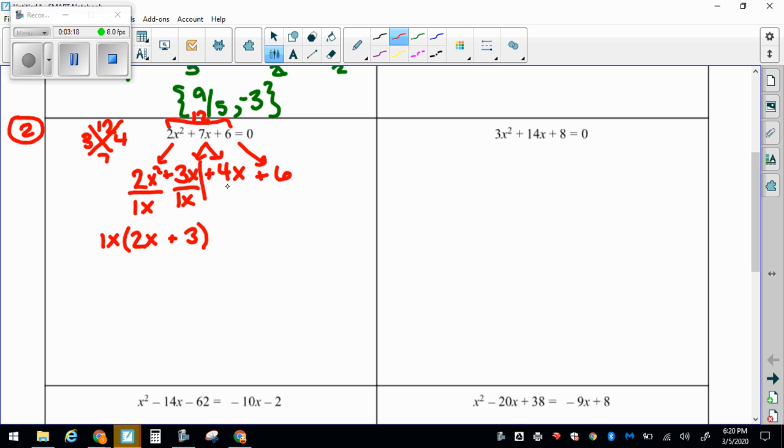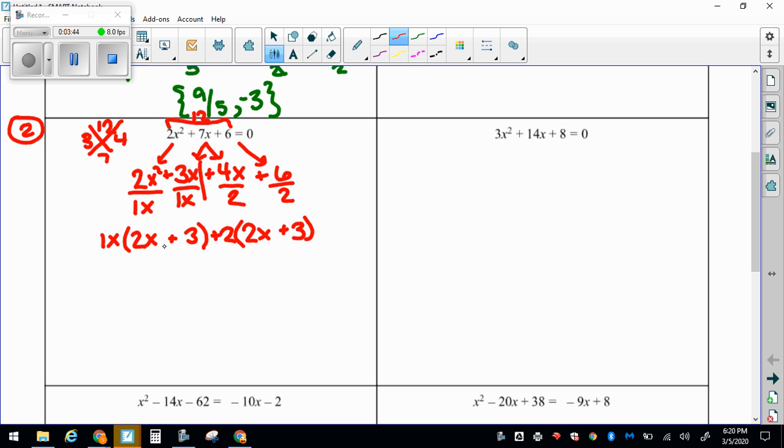I'm going to do the same thing over here. These guys are both divisible by 2. And it's going to be a positive 2 because the sign in the middle is positive. If it was negative, it would be a negative 2. They do not both have an x, so no x. When I do my division, 4x divided by 2 gives me 2x. Positive 6 divided by 2 gives me positive 3, with a positive 2 as the GCF.